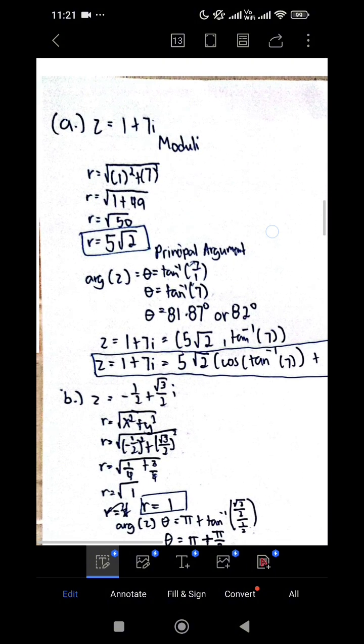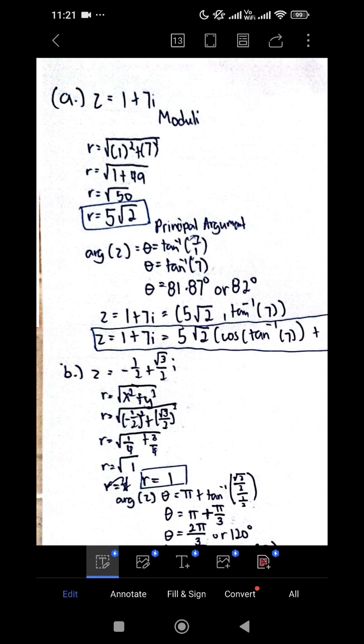Next is this one. So letter A, z is equal to 1 plus 7i. For the modulus, the formula is the same as earlier, r is equal to the square root of x squared plus y squared. So r is equal to the square root of 1 squared plus 7 squared. 1 squared is equal to 1, 7 squared is equal to 49, so 50. Then in lowest terms, we bring out 5 from the square root and 2 stays inside. So r is equal to 5 square root of 2.